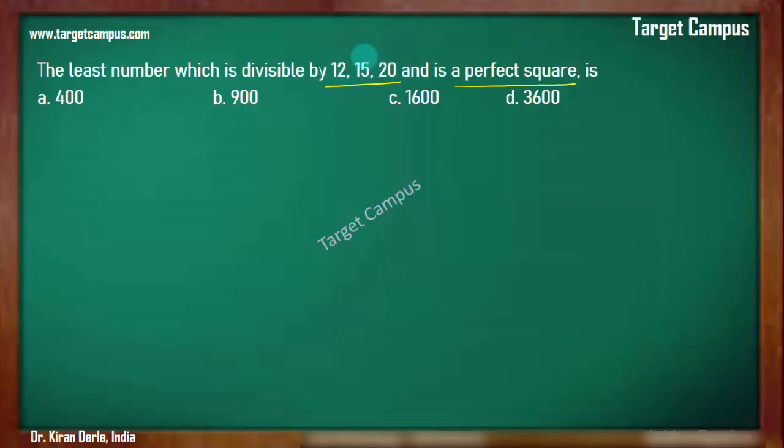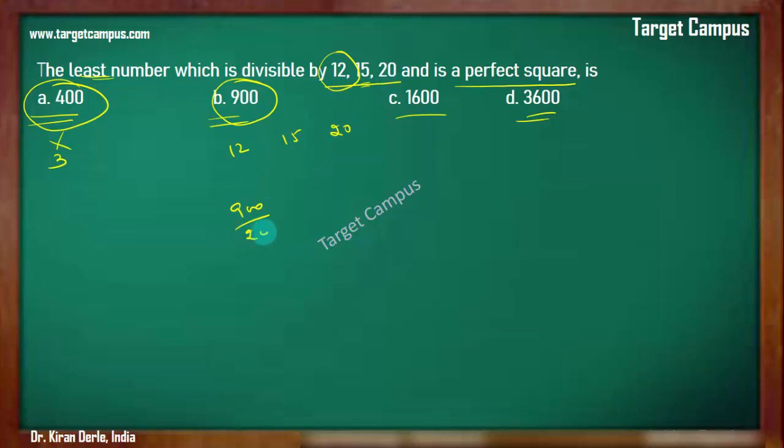Which is the least number which can be divisible by this? Or else you can just check with the options here. The least option is 400. 400 is not divisible by 12 because it has to be divisible by 3 also, so it cannot be the right choice. 900 is divisible by 12, by 15, and by 20. 900 divided by 20 is 45. Yes, this is the least such number which is divisible by all three.